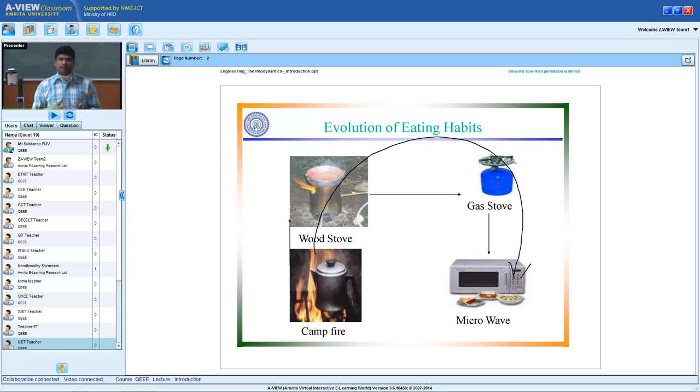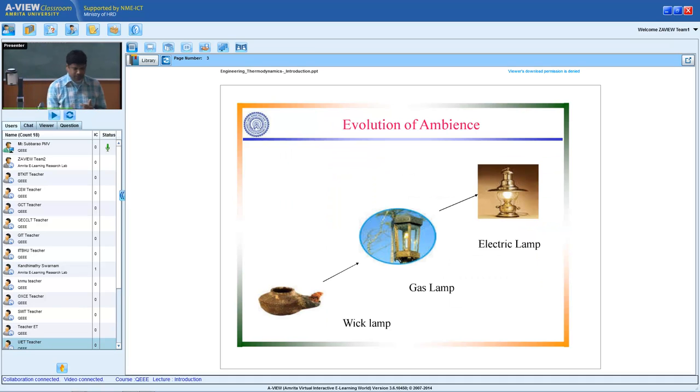Now we have microwaves, one of the best ways of cooking food. And at the end of the day, the challenge for the next development is how to make the microwave very cheap, very efficient, etc. So even eating habits are a part of thermodynamic development, which we'll see step by step.